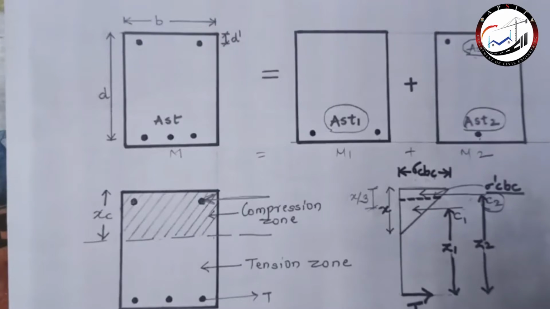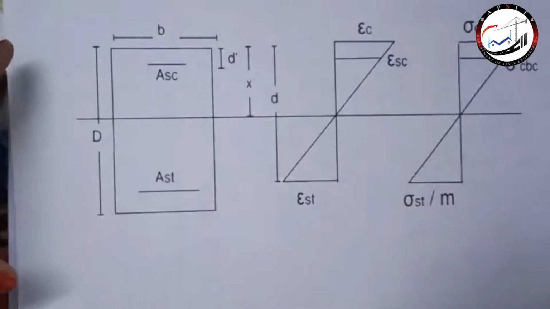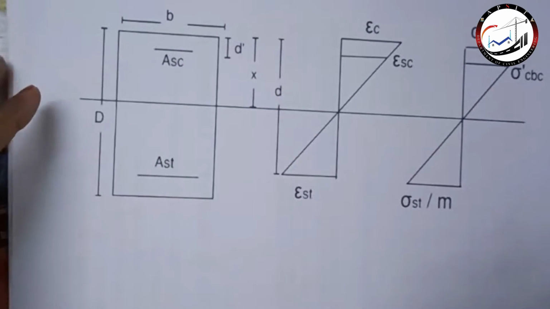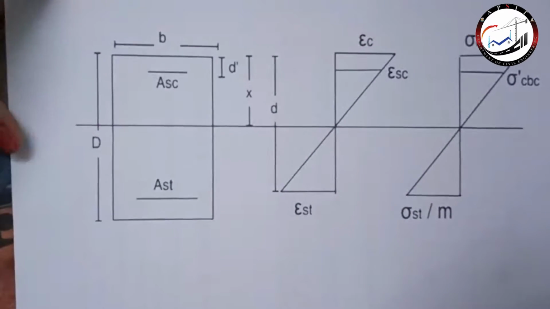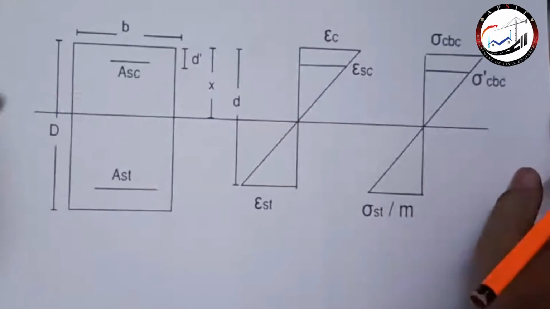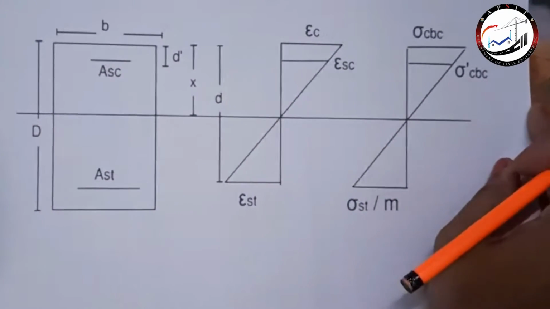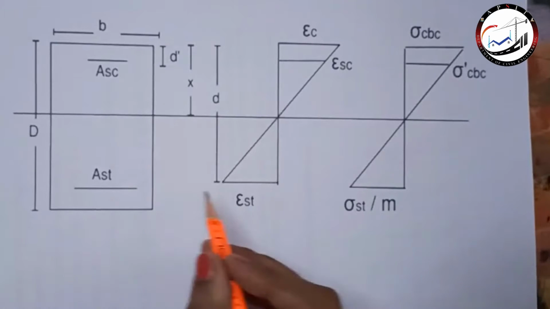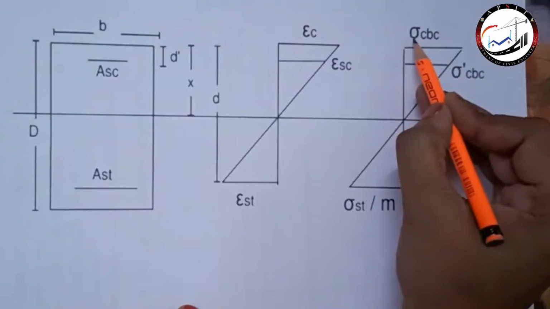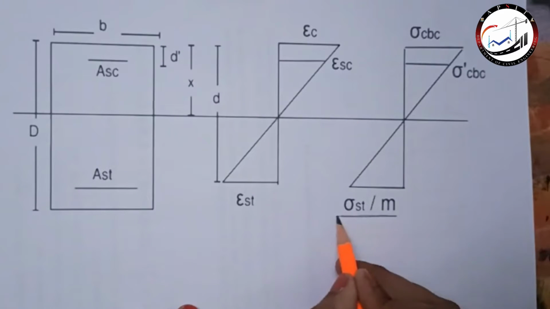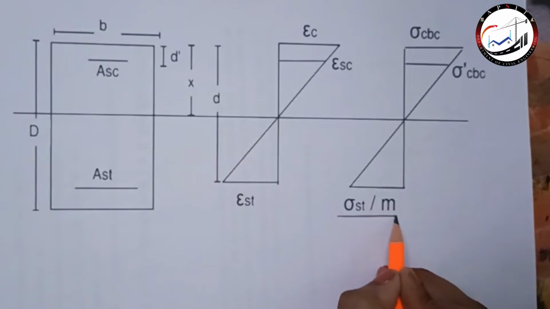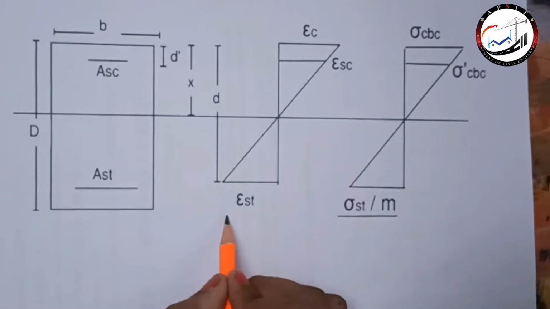Of maybe MR stresses, whatever we need. So let us further study this diagram. Providing, as I said, sigma CBC, sigma dash CBC. This term is not going to change. It is as it is. Sigma ST by M, stress diagram, and this is the strain diagram.